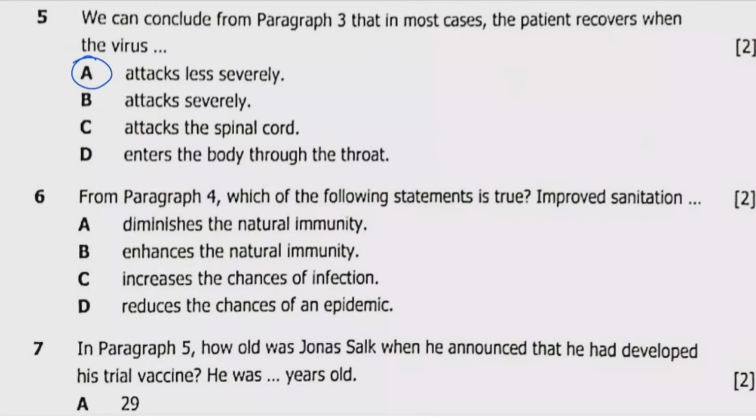Okay, let's go to question 6. From paragraph 4, which of the following statements is true? Improved sanitation: A, diminishes the natural immunity. B, enhances the natural immunity. C, increases the chances of infection. D, reduces the chances of epidemic.